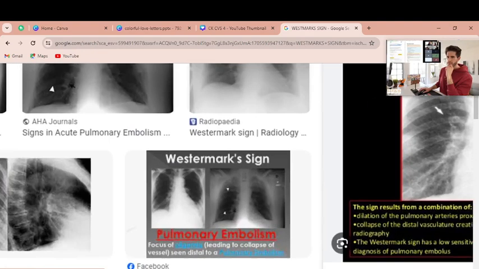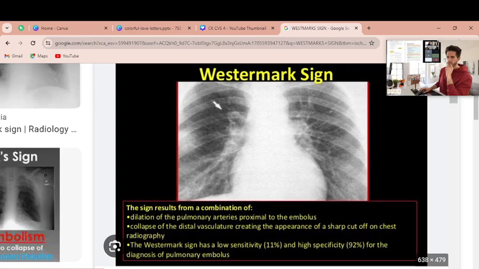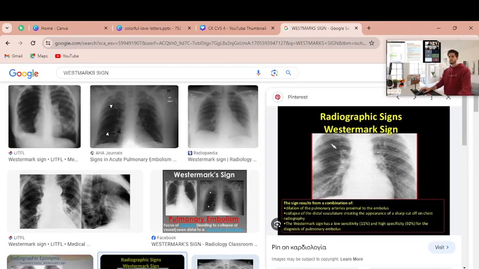They are saying that the Westmark sign results from a combination of dilation of the pulmonary arteries proximal to the embolus. Like suppose embolus is over here, so proximal to the embolus, the pulmonary arteries are dilated. Collapse of the distal vasculature, creating an appearance of a sharp cutoff on chest radiography. Like beyond this point, there is no vasculature, so there is a sharp cutoff as well. Then the Westmark sign has a low sensitivity of 11% and high specificity of 92% for diagnosis of pulmonary embolism. So we can't use it for screening, but once we have a high suspicion, the Westmark sign can help us diagnose the patient.